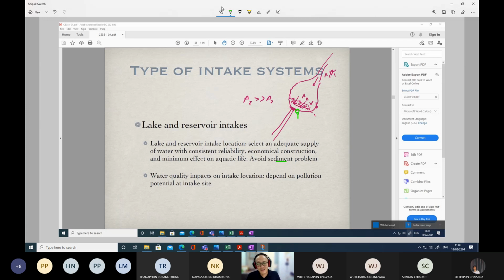But anyway, in terms of the water height just in front of the dams or the reservoir, usually it's 100 meters. So we have a lot of choice to withdraw the water to avoid the sediment problems. Anyway, the water quality impact on the intake locations depends on the pollution and the potential at the intake site.